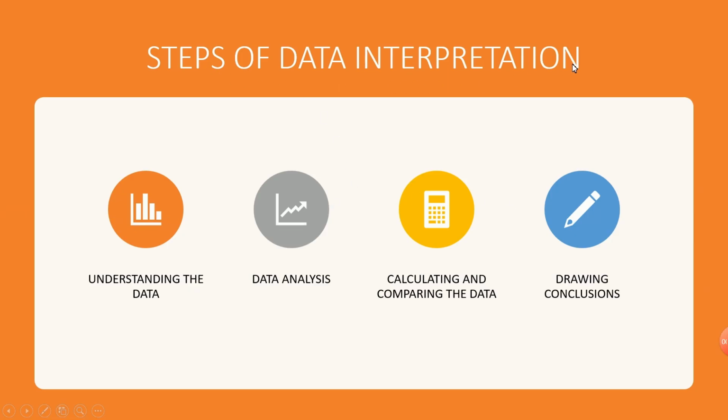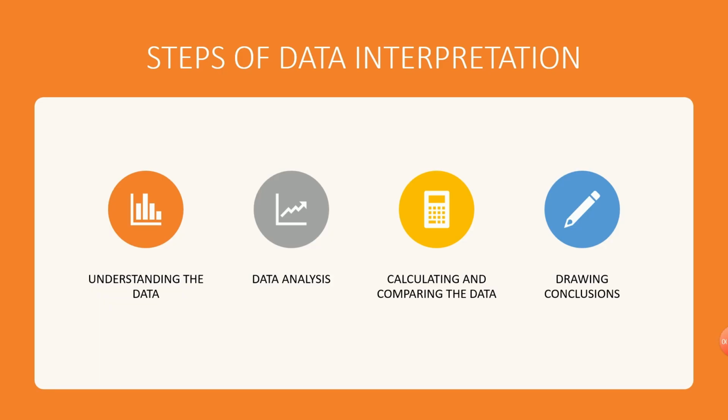Now, steps of data interpretation. Please note this. This is applicable as a whole for data interpretation as well as our own exam. In our exam, we first have to follow these steps to answer the data interpretation question. So what are the 4 steps? First is understanding the data. We have to first have a clear understanding of what the data is about or how they have arrived at the data. So that is the understanding of the data.